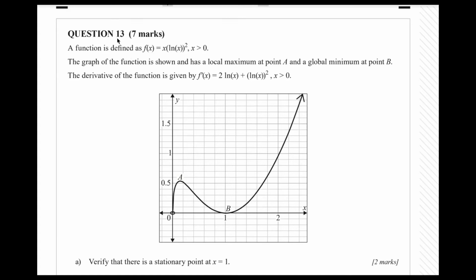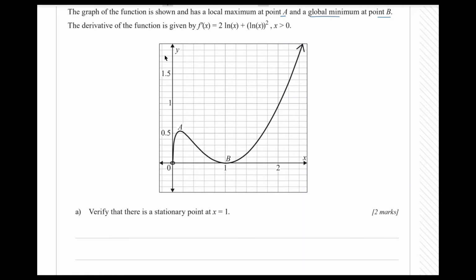Okay, question 3 of the short response questions. A function is defined as f of x equals x times ln of x squared for x is greater than 0. The graph of the function is shown and has a local maximum point at A and a global minimum at point B. The derivative of the function is given by f dash of x equals 2 ln x plus ln x squared for x is greater than 0. Verify that there is a stationary point at x equals 1.